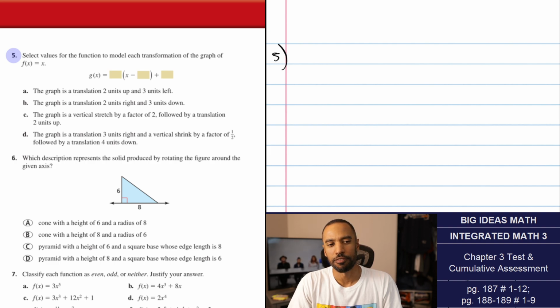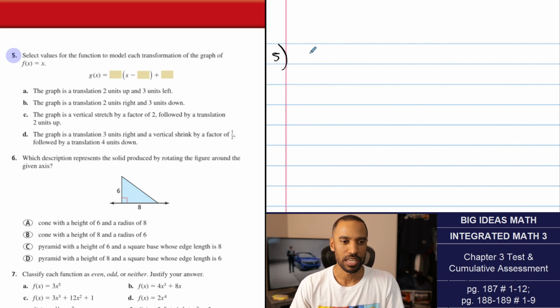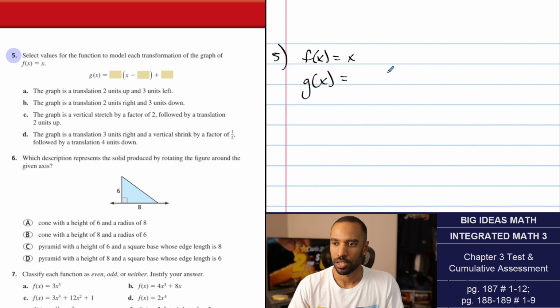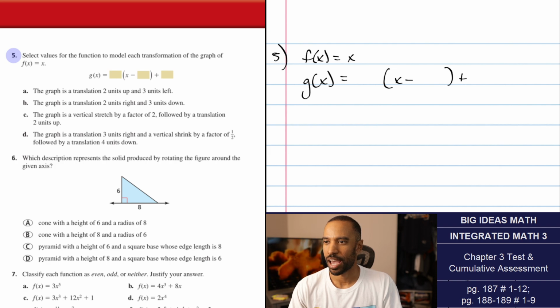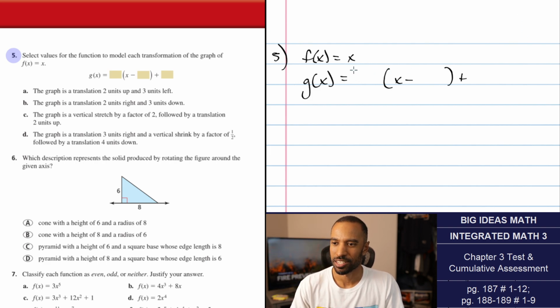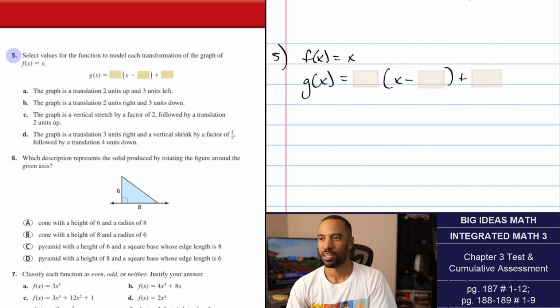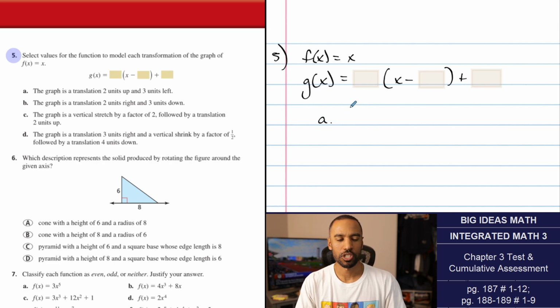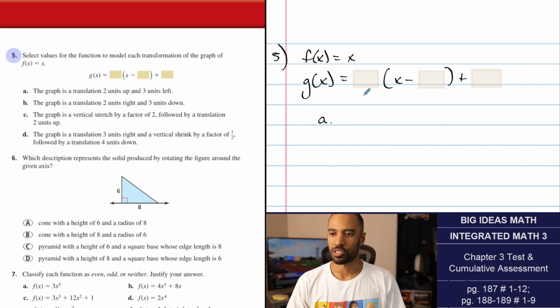Number 5, select values for the function to model each transformation of the graph of f of x equals x. Select values for the function. Okay, so f of x equals x, and now g of x equals, we're going to put something here, x minus blank plus blank. So I'm going to kind of do what they did and give myself a little, let's see, I'm trying to find the color that's similar to theirs. I guess like this. Kind of similar. All right, we're going to put in some blanks here. So for A, the graph is a translation 2 units up and 3 units left.